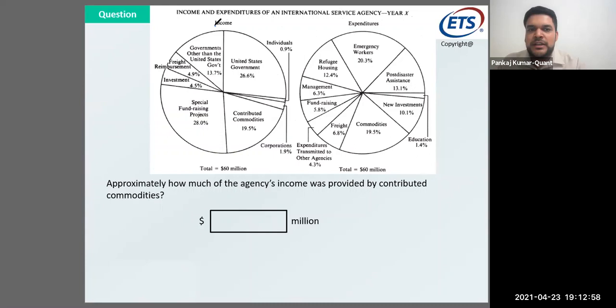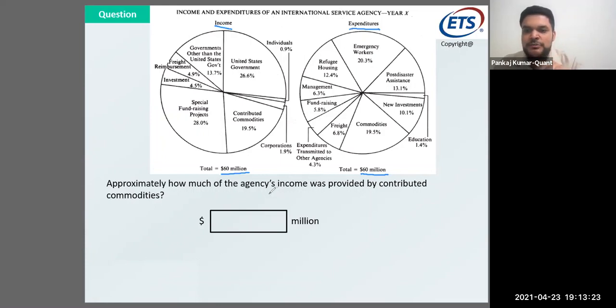Okay, this data is about income, this data is about expenditure. There are some areas from where income comes and some from where expenditure goes. And one more important thing we are reading is that 60 million is here and 60 million is here, which means whatever income we had, the same we spent. Let's read the question. I just spent 10 to 15 seconds on understanding this data.